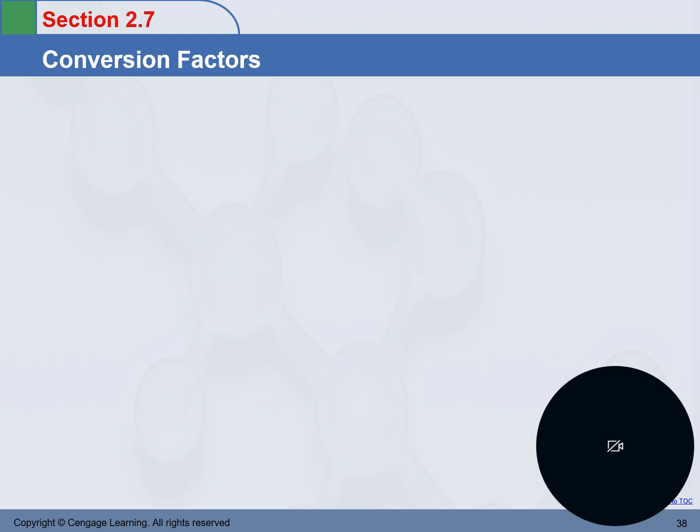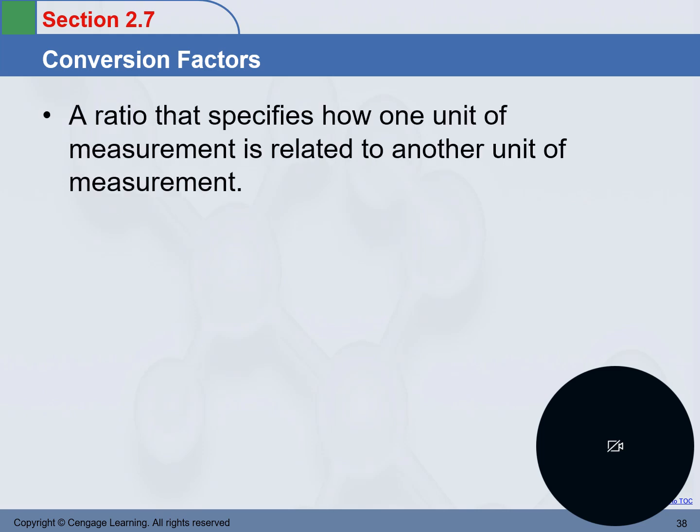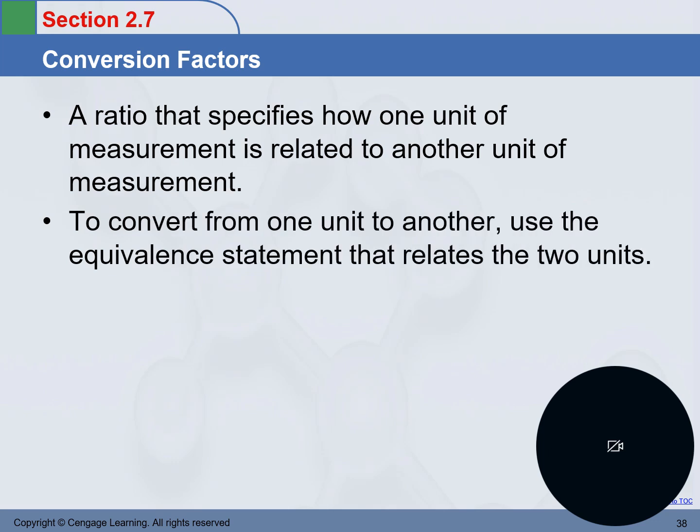Seventh part of this chapter deals with conversion factors. And that's just a ratio that specifies how one unit is related to another. Most of the time I'll give you any conversion factors that you might need, but it allows you to convert from one unit to another.